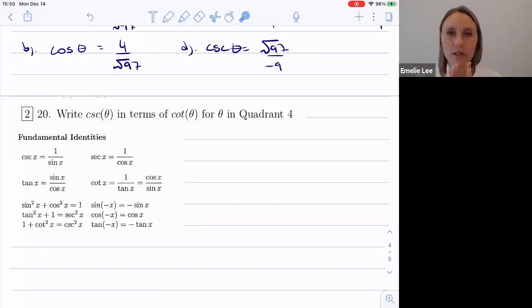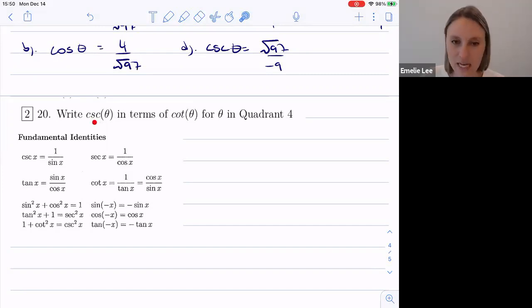All right, so what you're going to do is look at the fundamental identities and try to find an identity with only cosecant and cotangent, so that you can morph it so that you have cosecant equals something to do with cotangent. Often it'll involve multiple steps, but the ones I've chosen only require about 1.5 steps.